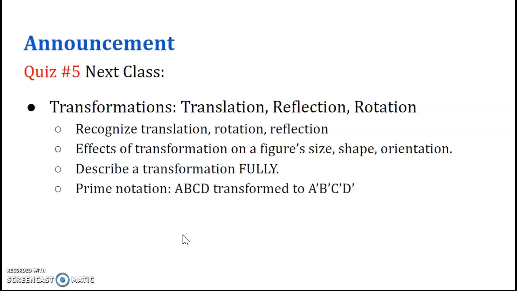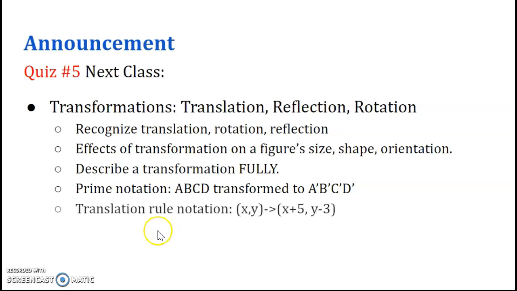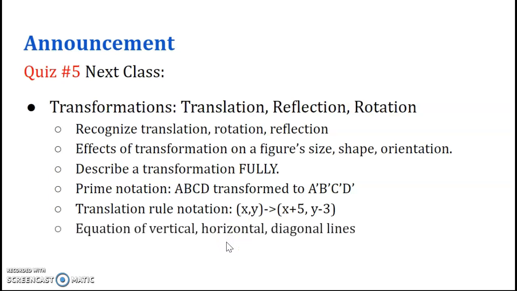And also the prime notation, the ABCD transform to A prime, B prime, C prime, D prime, as well as the translation rule notation. So if you have (x, y) becoming (x + 5, y - 3), what does this mean in your images, in your diagram, visually? And also the equation of vertical and horizontal diagonal lines. So you should be very comfortable with homework number 22, 23, 24, and 25.